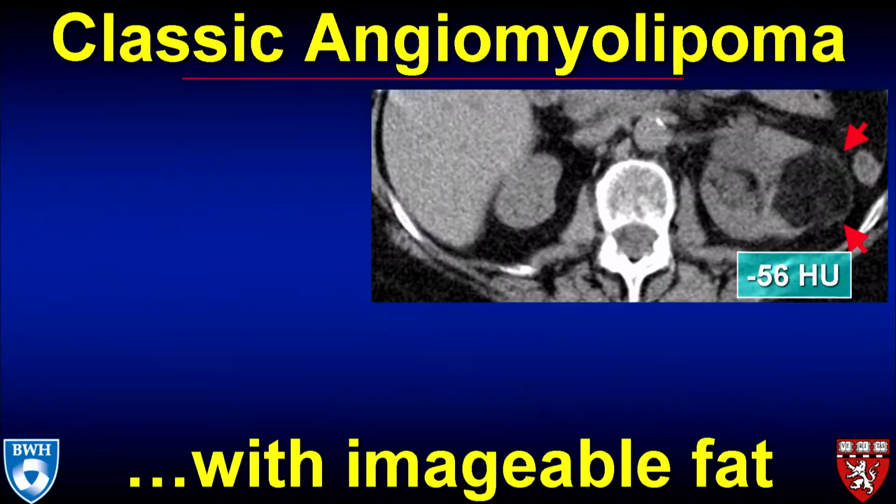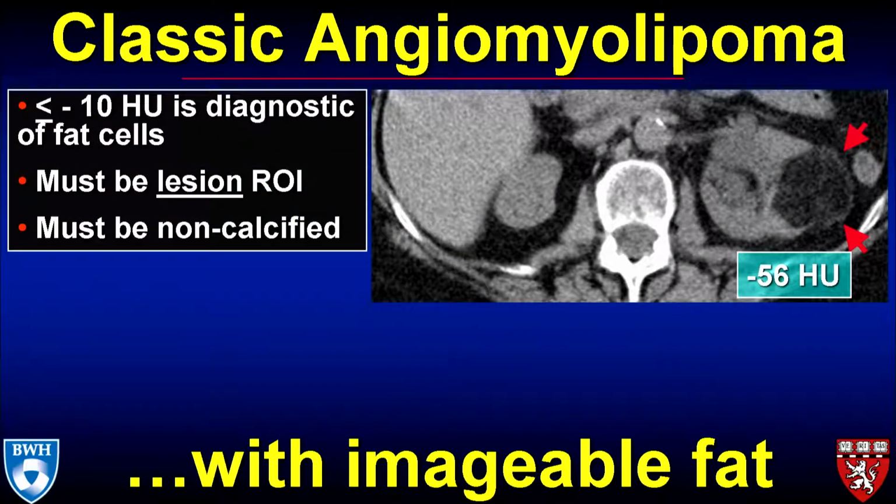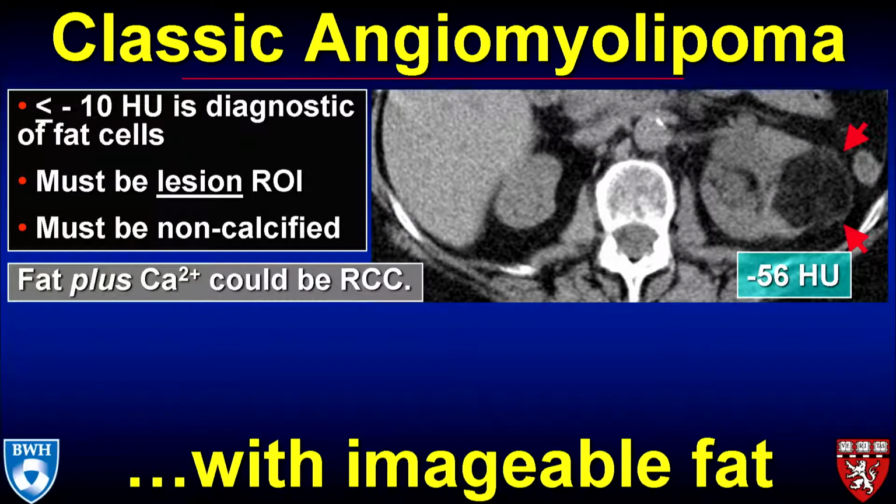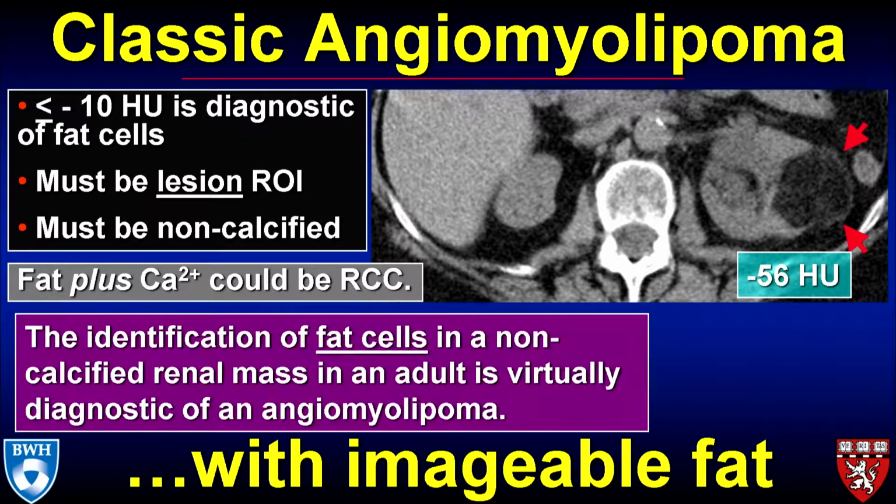Well, let's take the case of angiomyolipomas first. Now, this is a classic angiomyolipoma. You diagnose it by measuring -10 or less. Make sure you're measuring a region of interest within the lesion, and make sure it's not calcified, because there are rare cases of renal cell carcinoma that have both fat and calcium. So if it's a non-calcified mass in an adult, you can make the diagnosis of a classic angiomyolipoma.